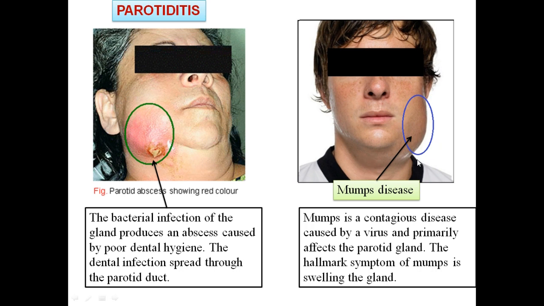Here also we can see the swelling of the parotid gland due to mumps disease caused by viral infection. The gland does not allow much swelling due to the investing layer of the deep cervical fascia.